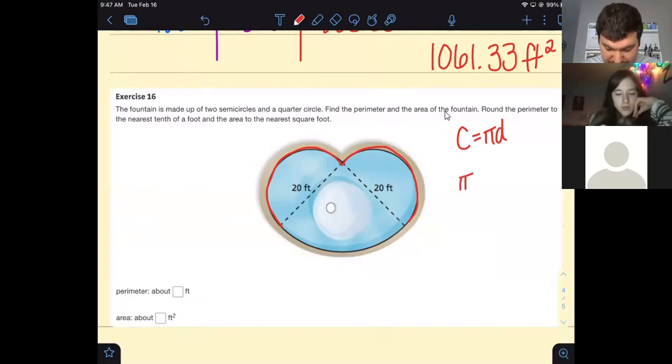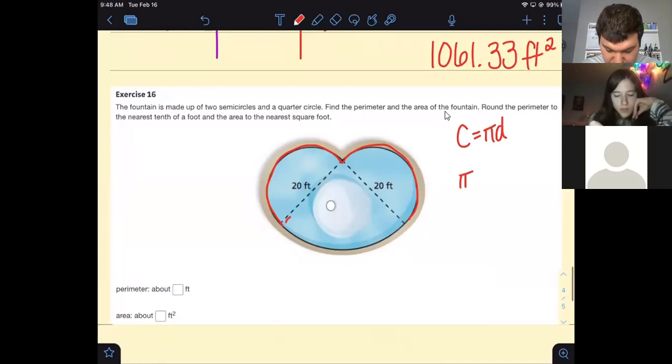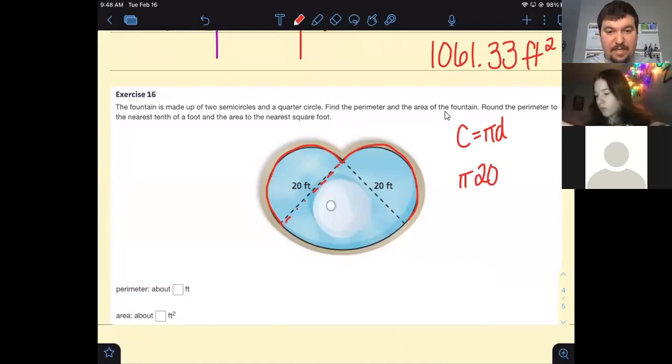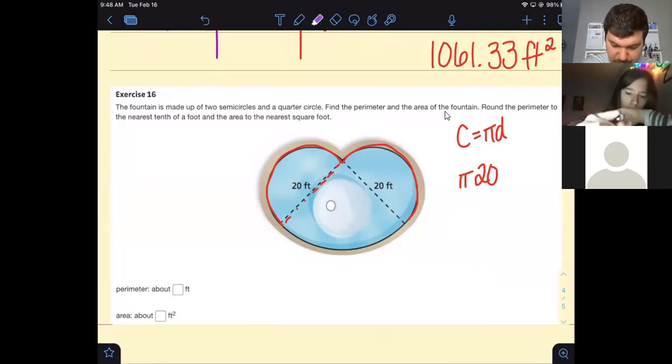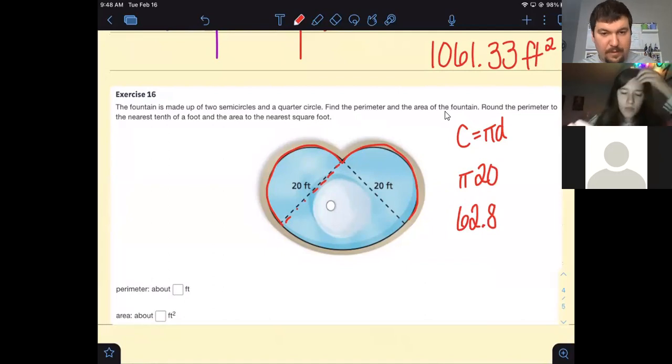And the diameter of the semicircle is 20 feet. 20 feet is the distance from one side all the way through the other side. So pi times 20 is going to give me the circumference of what I've just drawn in red here, which is this chunk here, okay? And so pi times 20 is 62.8. That's how far it would be if I were to walk around the fountain from the part that's in red right there, the 2 semicircles.